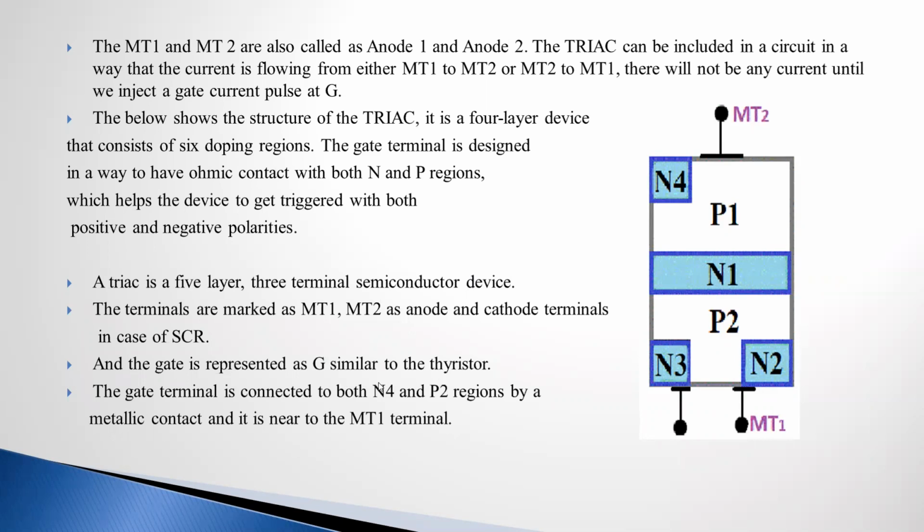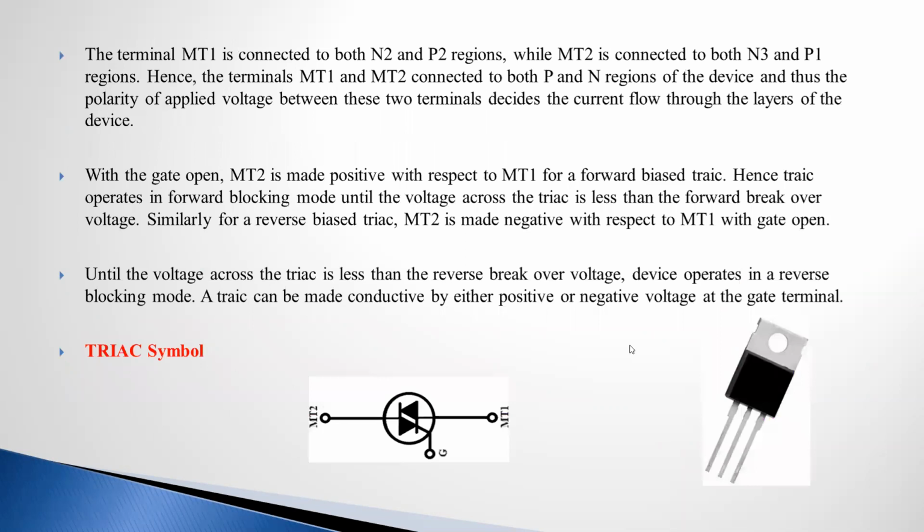So whatever you see here, MT2 is attached to the P1 layer, MT1 is attached to the P2 and N2 layers, and the gate is attached near MT1, that is the N3 layer. Clear? This is the physical structure of the triac, and this is the symbol of the triac, and the physical view of the triac looks like this.